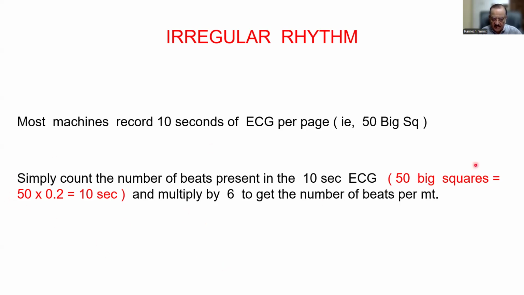But the biggest advantage here is you need not count 50 big squares. It is very difficult to count. Normally, most of our machines record only 10 seconds of ECG paper, only 50 big squares. From beginning to end, if you count, it will be approximately 50 to 52 big squares. So you need not count 50 big squares. Just count how many QRS there are from the beginning to the end. That means it is a 10-second recording. That is why ECG is called a 10-second wonder, because it records 10 seconds of events.